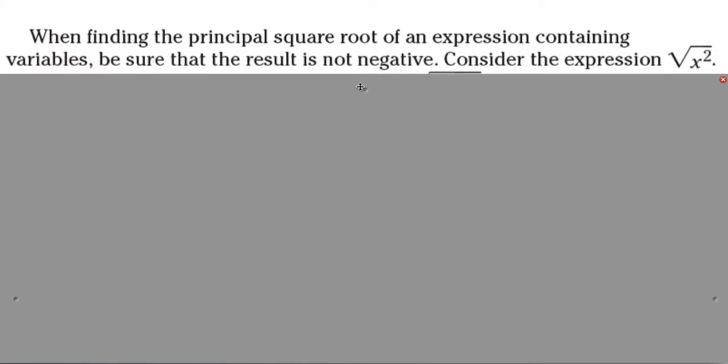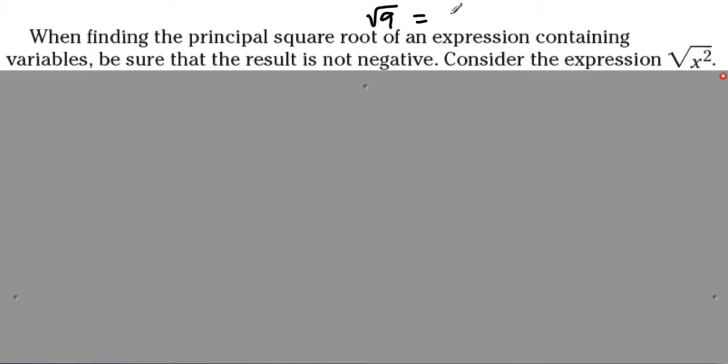Remember, when finding a principal square root of an expression containing variables, be sure that the result is not negative. Let me give you an idea what the principal square root is. When I say the square root of 9, the answer might be positive 3 or negative 3. Why? Because negative 3 times negative 3 is 9, positive 3 times positive 3 is 9. And that's the reason why there are two answers.